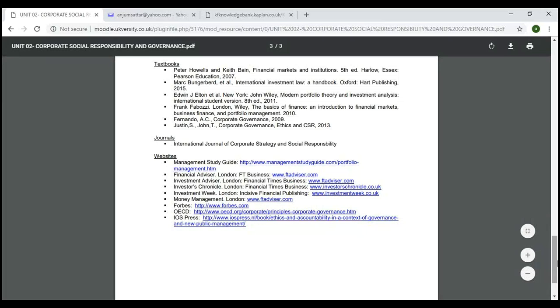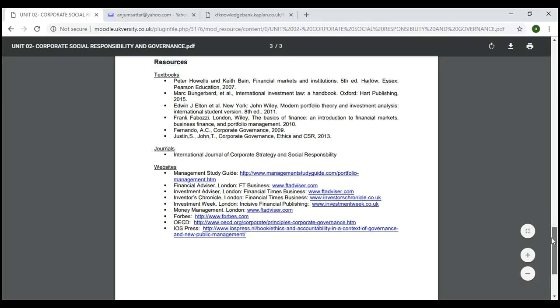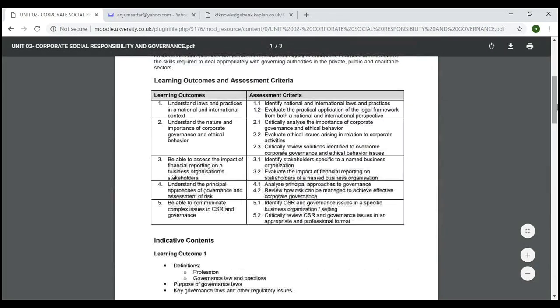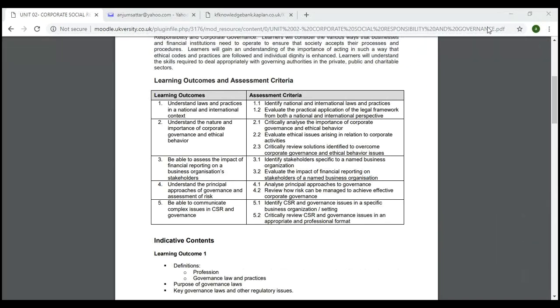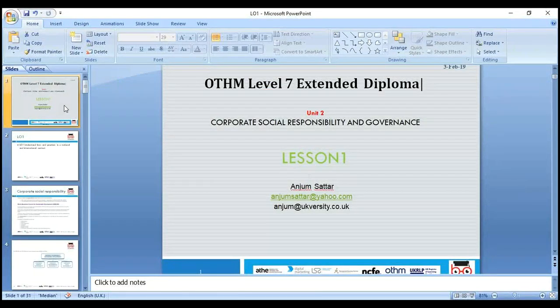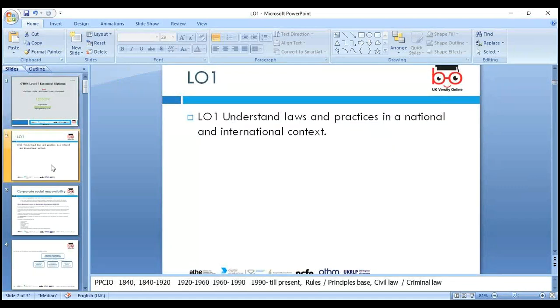These are the recommended books. You can buy them, or you can get these books online in electronic version, or if you do a bit of research, you can find them as well. If you have any question, please do not hesitate to contact me, and we'll start our first session. Today is about corporate social responsibility, unit 2.